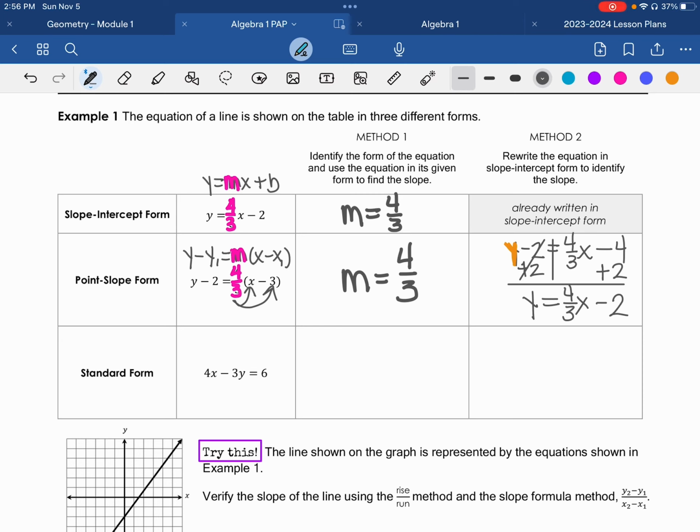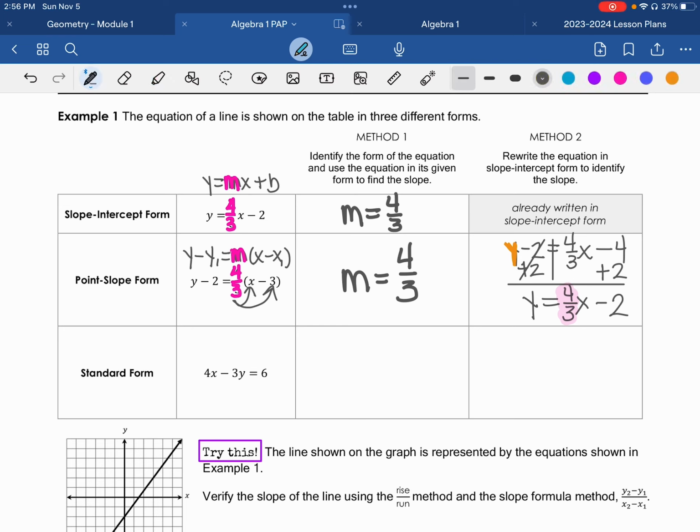Now I am in y equals mx plus b, and I can easily see once again that 4/3 is in fact my slope. All I'm doing here is giving you another method to help you find the slope.